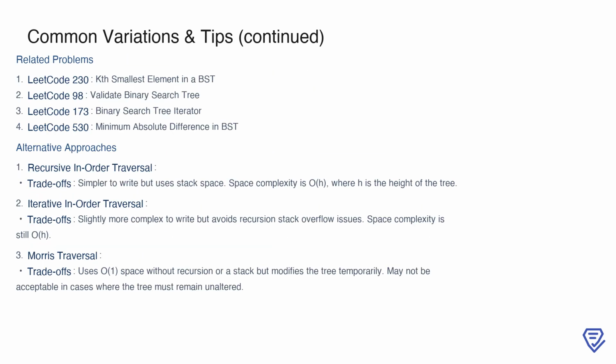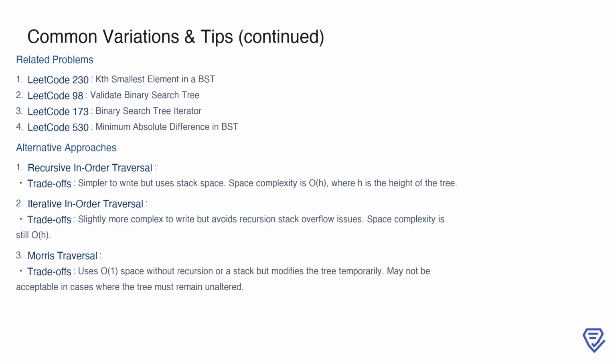To deepen your understanding, it's helpful to explore related problems that build on similar concepts. For instance, LeetCode 230 focuses on finding the kth smallest element in a binary search tree, while LeetCode 98 deals with validating whether a given tree is a binary search tree. LeetCode 173 introduces the concept of a binary search tree iterator, and LeetCode 530 challenges you to find the minimum absolute difference in BST values.